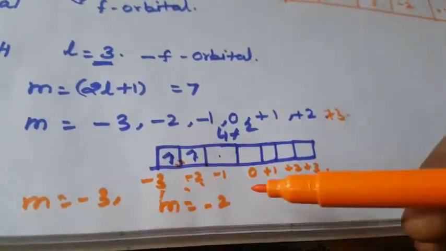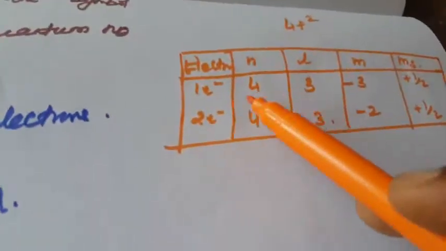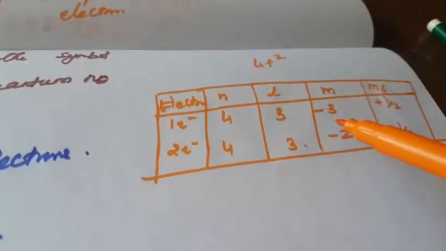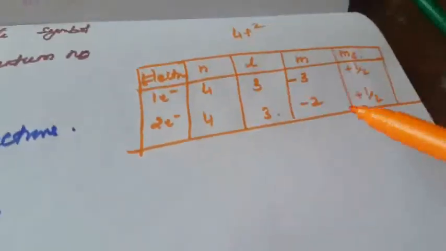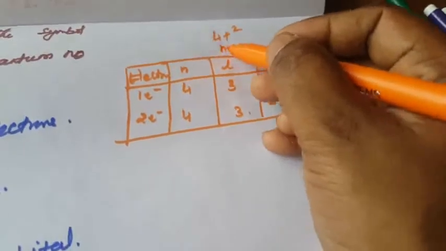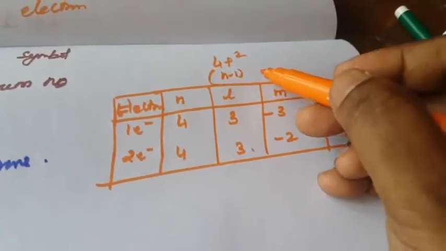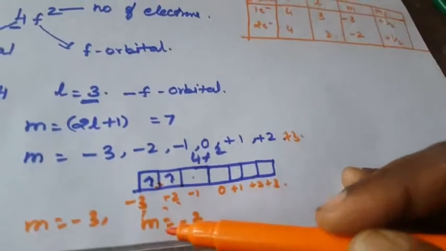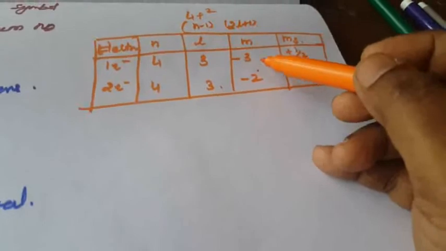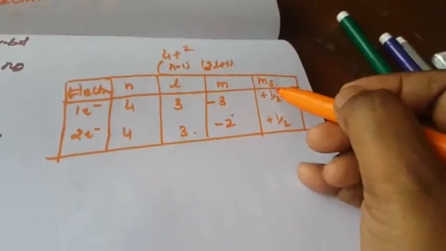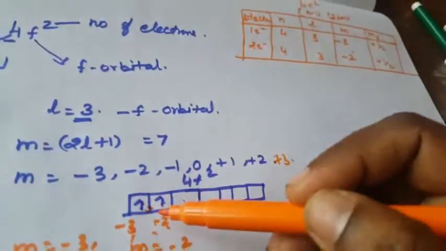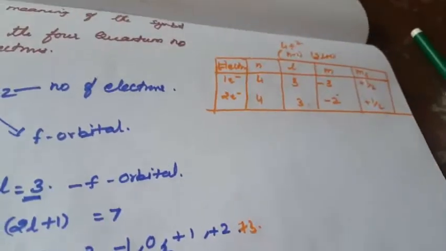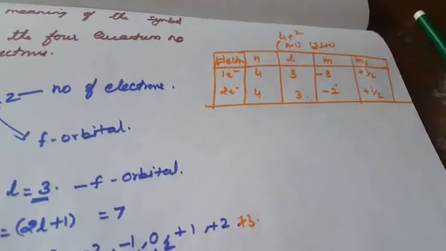Okay, so using these values you can write the 4 quantum numbers: n value, l value, m value. What is the l value formula? n minus 1, right? What is the m value formula? 2l plus 1. That is the magnetic quantum number, and this is the spin quantum number. Only 1 electron means only the positive value is possible. Okay, so that's all about this electronic configuration.